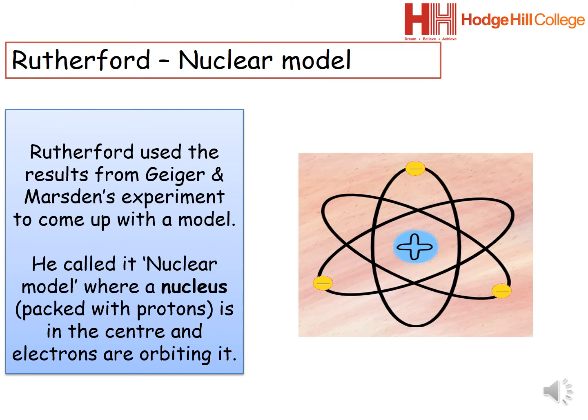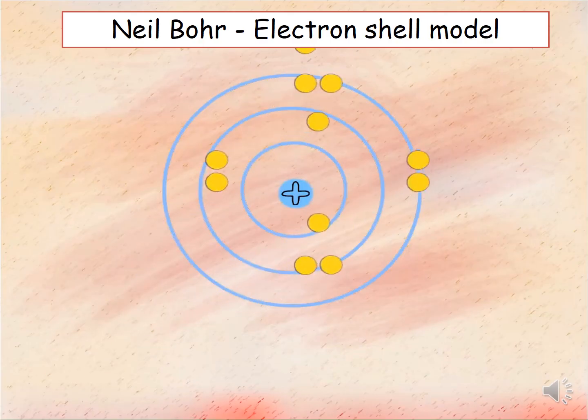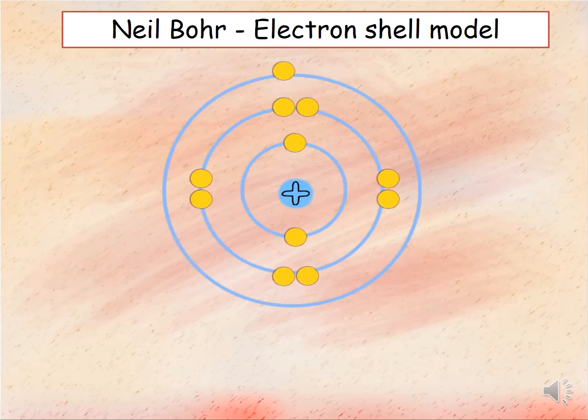Rutherford used the results from Geiger and Marsden's experiment to come up with a model. Now, in his model, it has a positively charged center packed with protons, known as the nucleus, and you have negatively charged electrons orbiting it. This later replaced J.J. Thomson's plum pudding model. Let's now have a look at Niels Bohr.